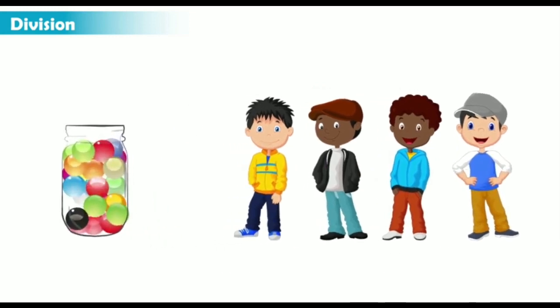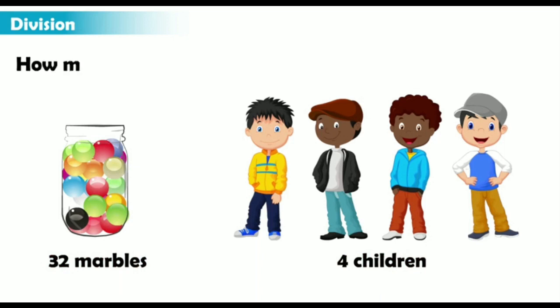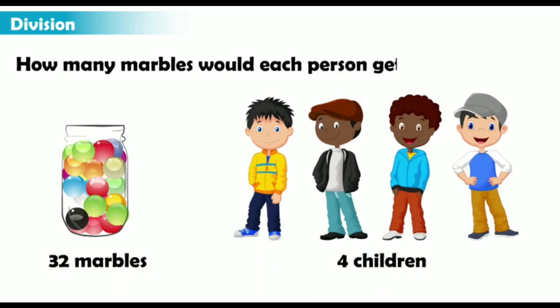Jim has a total of 32 marbles and he is playing with 3 other children. So if Jim divides the 32 marbles among the 4 people, him and his friends, how many marbles would each person get?